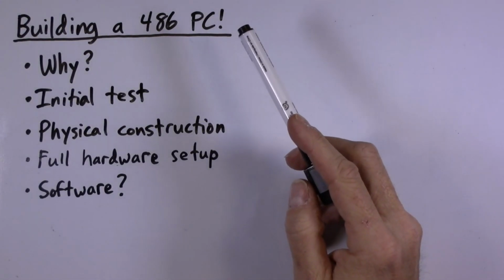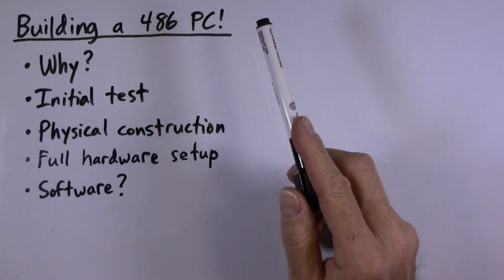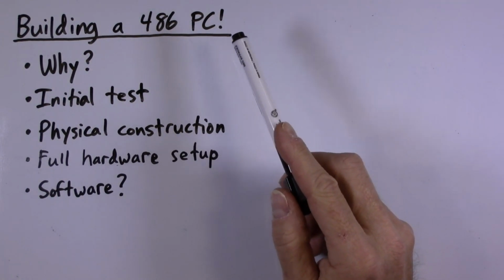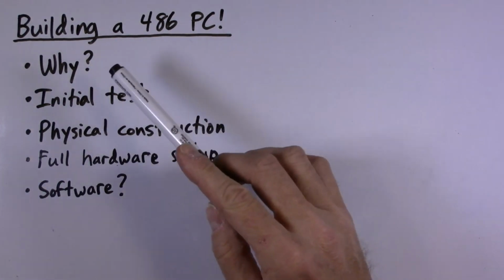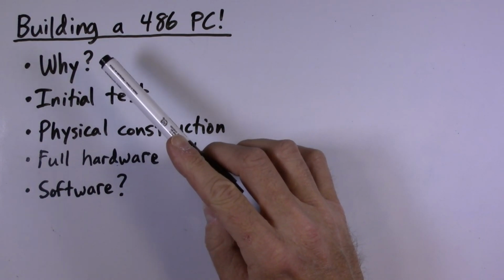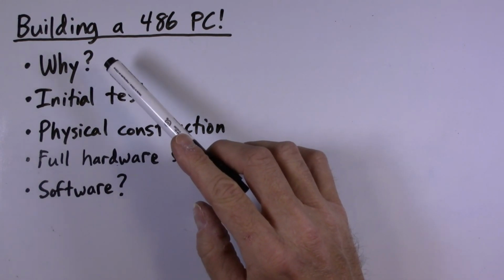All right, welcome to a somewhat unexpected episode of PC Tech. So I will be building a 486 PC using the Intel 486 DX4100 CPU. I am going to spend a little time explaining why I'm doing this, because the reason is not necessarily the one that you might expect, and it is an interesting reason, so I'll get into that in a moment.